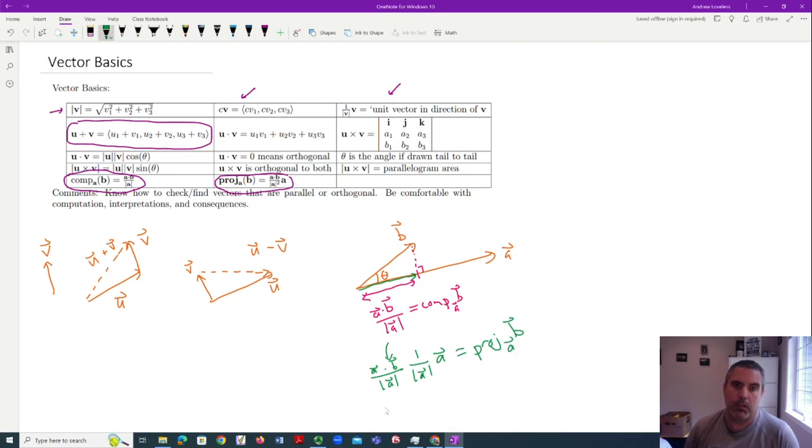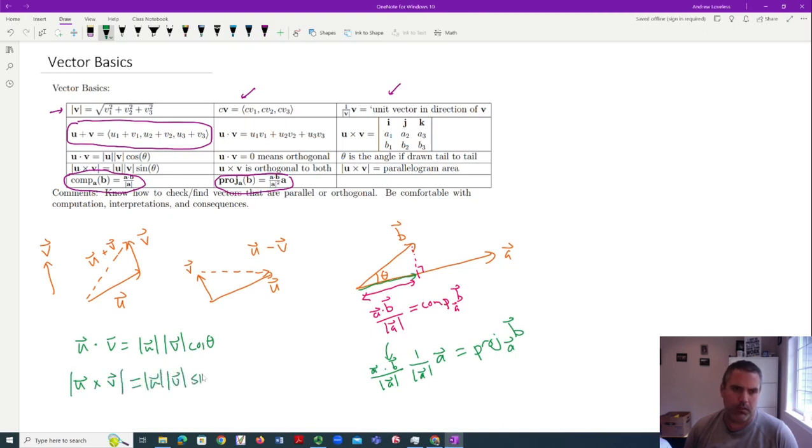And that formula can be written a few different ways. Beyond that, there were a couple big facts, which is that the dot product of two vectors is the magnitude of U times the magnitude of V cosine of theta, and that the cross product is perpendicular to both of them, and also we have this fact about its length.